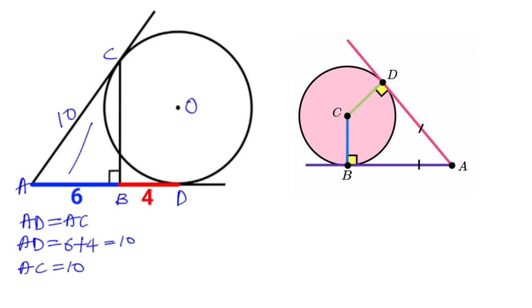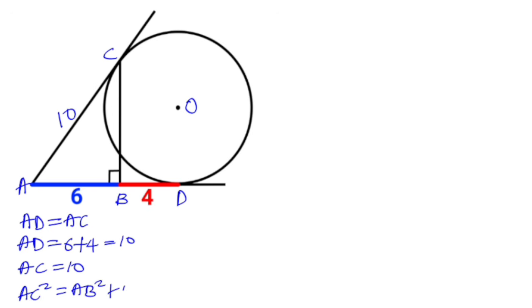Next, let's focus on triangle ABC. Triangle ABC is a right triangle. From Pythagoras' theorem, AC squared is equal to AB squared plus BC squared. AC is equal to 10. And AB is equal to 6. Substituting these values in the above expression will give us 10 squared is equal to 6 squared plus BC squared.